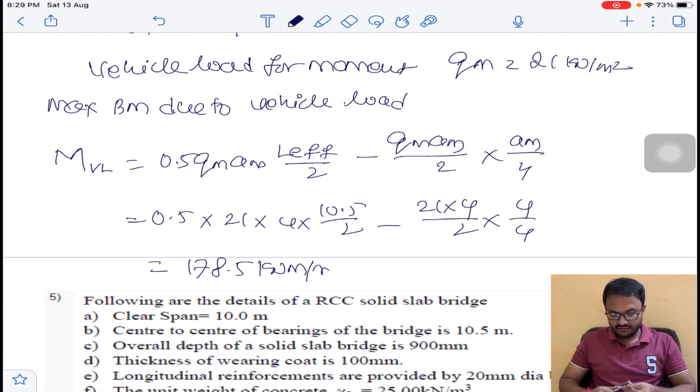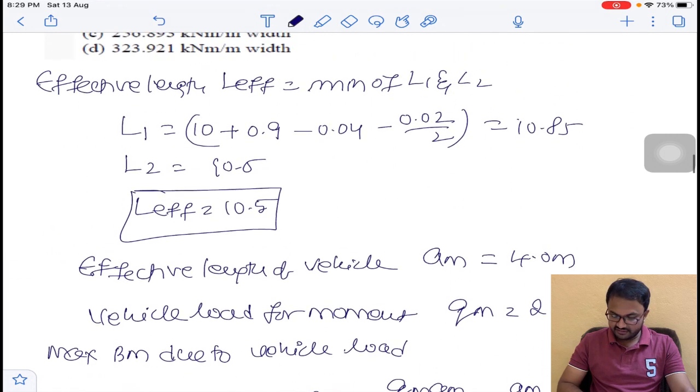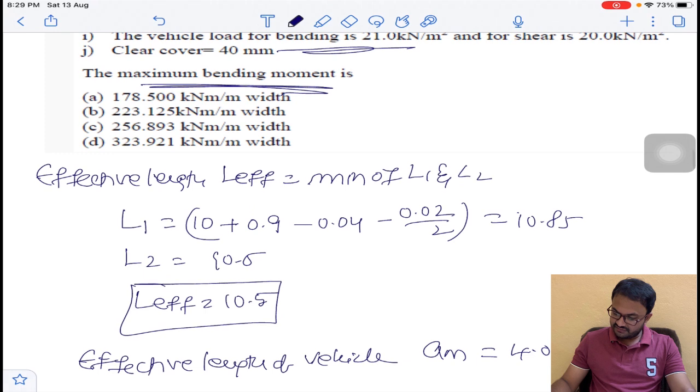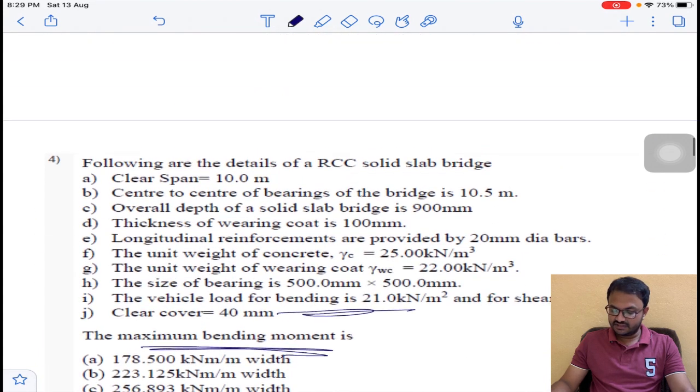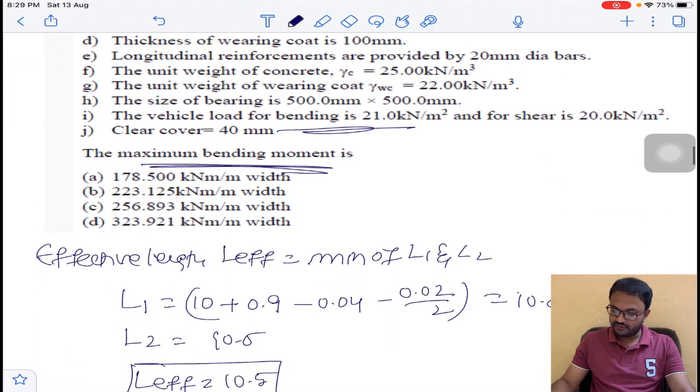Okay. So now in this problem you have not got the exact value. So maybe you need to consider, so here the value is 178.5. So the option for this answer is directly given as option A, that is 178.5. So answer A for question number 4.